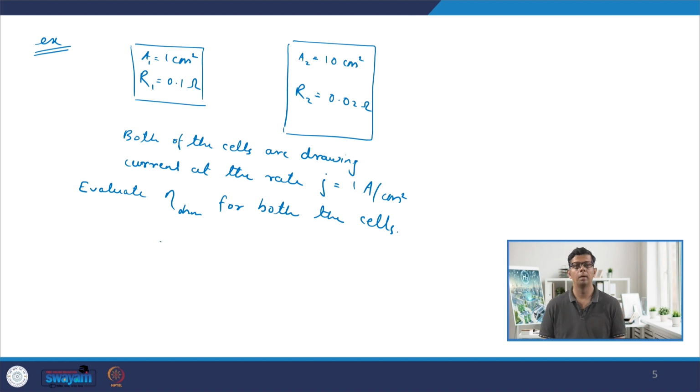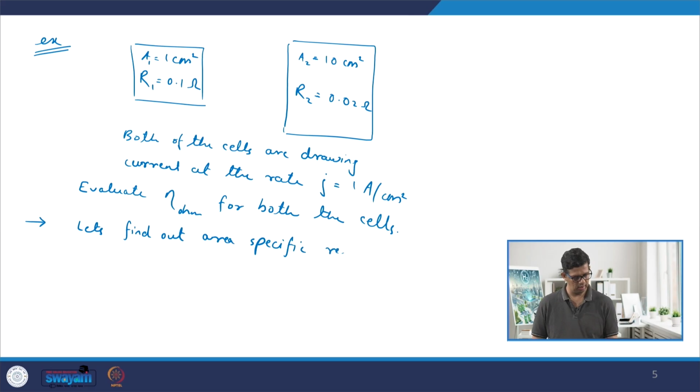Okay, this is the problem that we have been given. So, let us find out the ohmic resistances or ohmic over potentials. For that, let us first find out the area specific resistances of cell 1 and 2.